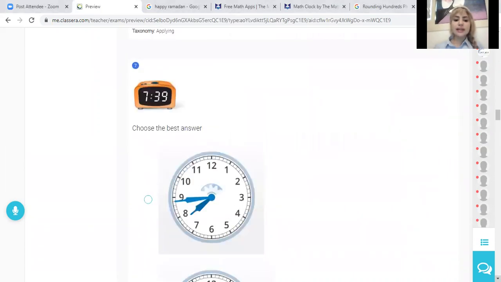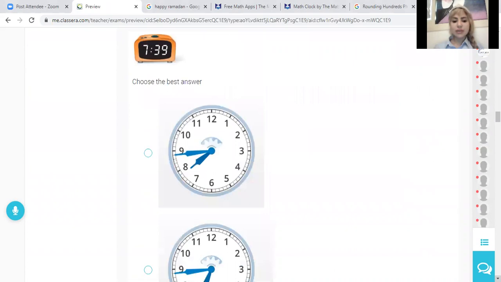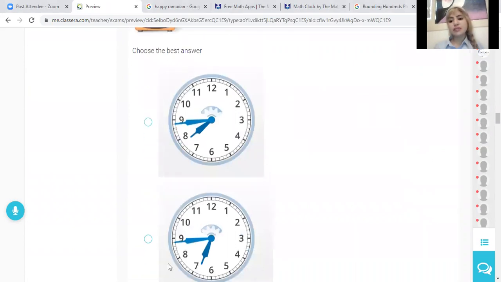Choose the correct answer. 7:39. Which one is 7:39? Which one is after 7? This clock is already before 7. I need the after. So it is the first one.